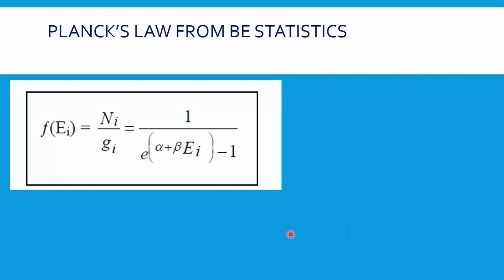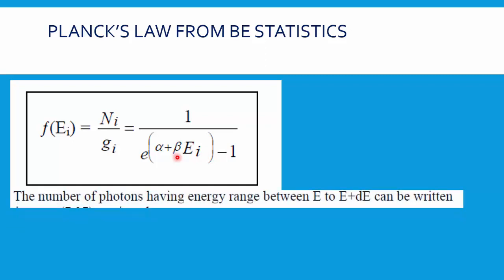Now let me recap B statistics once again, where F is the distribution function, N is the number of particles, and G is the number of quantum states at every energy level. 1 by e to the power of alpha plus beta Ei, where alpha is a constant, and Ei means E1, E2, E3, up to En, the different energy levels. Beta is equal to 1 by kT and alpha is a constant.